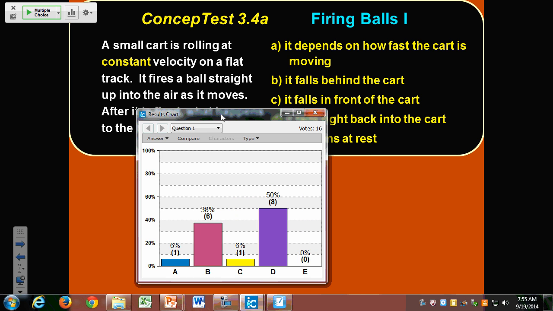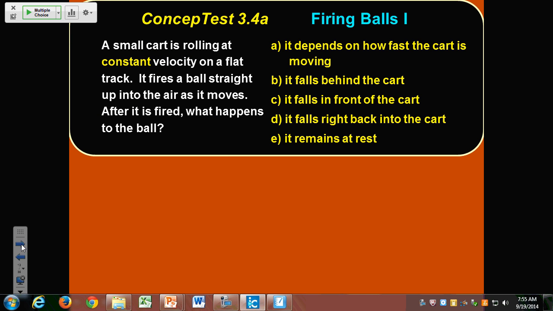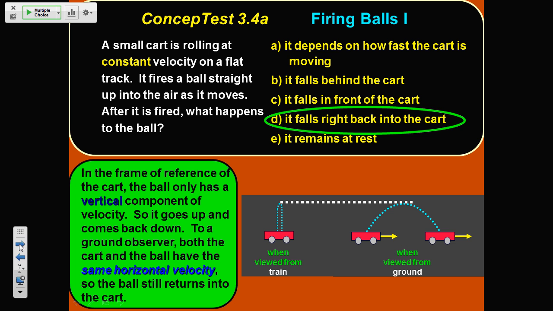Alright, so if I'm moving at a constant speed like a cart, and I throw something up in the air, that object has the speed in the x direction with which I'm traveling, and so when I throw it up, it goes up, but it continues traveling at the same speed as I'm traveling at, so it falls right back into the cart. So the answer is D, because it maintains that velocity in the x direction, and it just falls right back where it started.